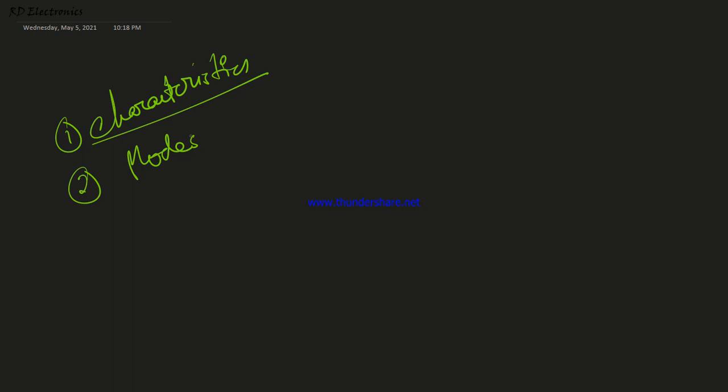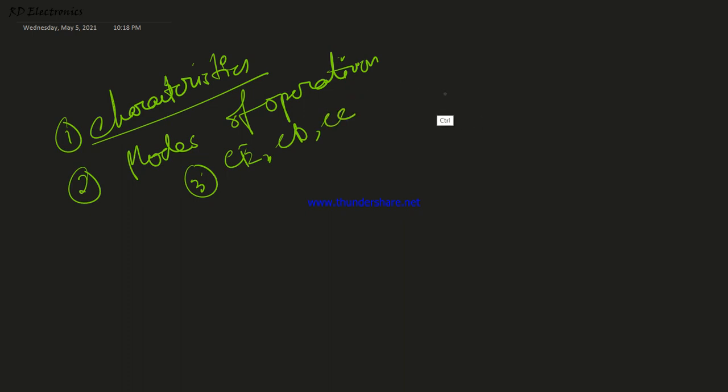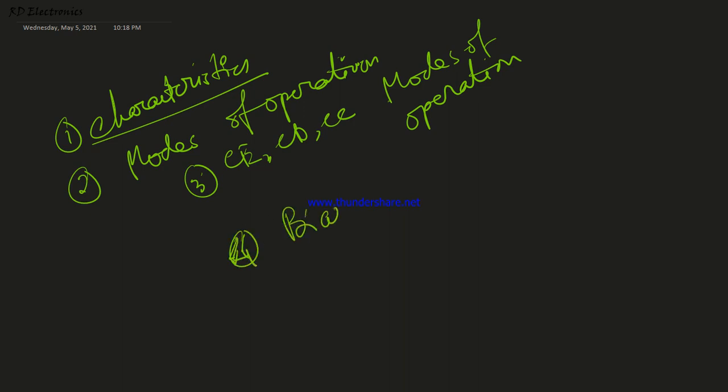Next, the different modes of operation of the transistor. Next, the common emitter mode configuration. Third, the common emitter, common base, and common collector mode configurations, their operation, characteristics, modes of operation, characteristics graphs, and several features. Number 4, the biasing concept in a transistor. Number 5, the transistor used as a switch and as an amplifier.